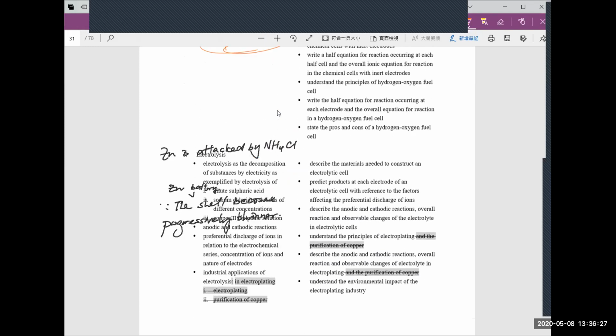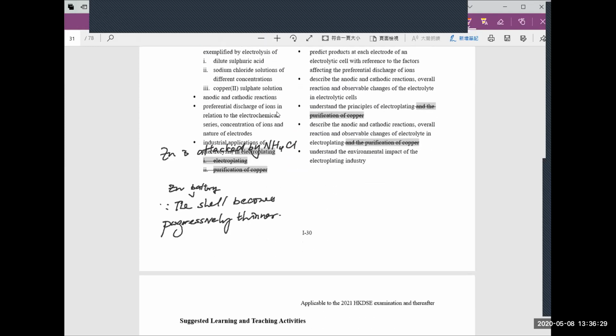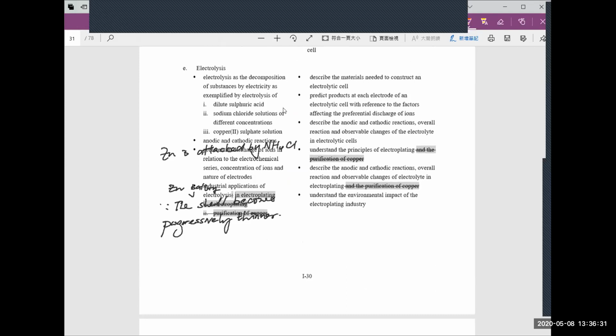Last but not least is about electrolysis. You need to know electrolysis as a decomposition of substances by electricity. Okay, so we have also many examples. No matter what those examples are, what you need to do is to think of what happened at the anode, what happened at the cathode. You are going to write a half equation.